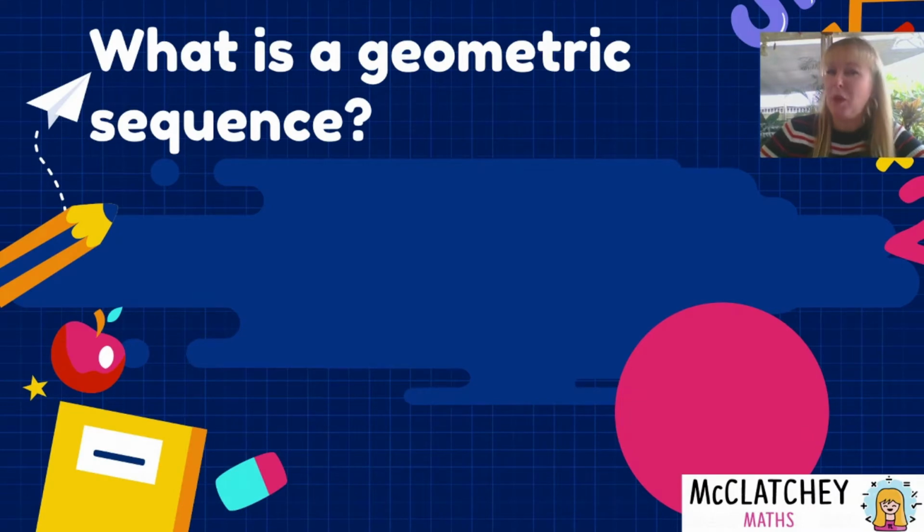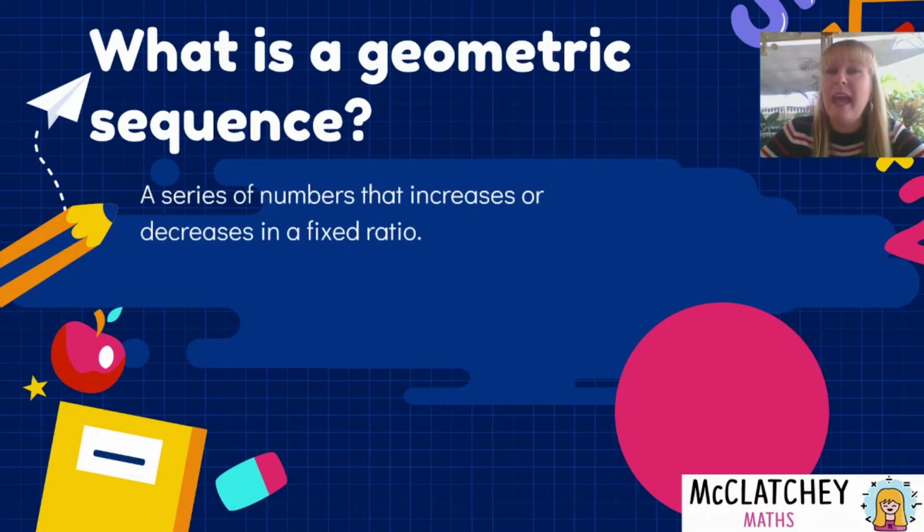Okay, so firstly, let's talk about what a geometric sequence is. We've talked about arithmetic sequences that increase and decrease by a common difference, the same fixed amount every time. But in a geometric sequence, we are looking at a series of numbers that increase or decrease in what's called a fixed ratio. So instead of increasing by 2 or 3 or 4, we're now going to be using a multiplicative relationship between the first number and the next number and the numbers in the sequence.